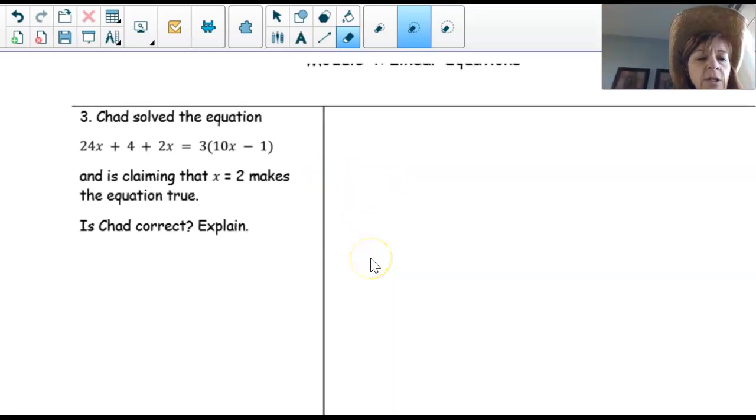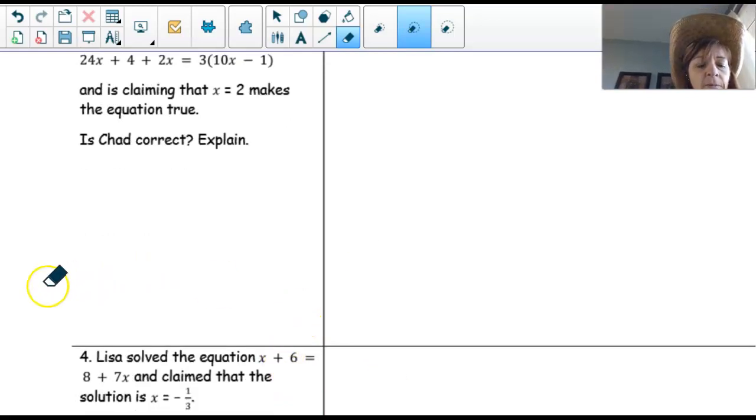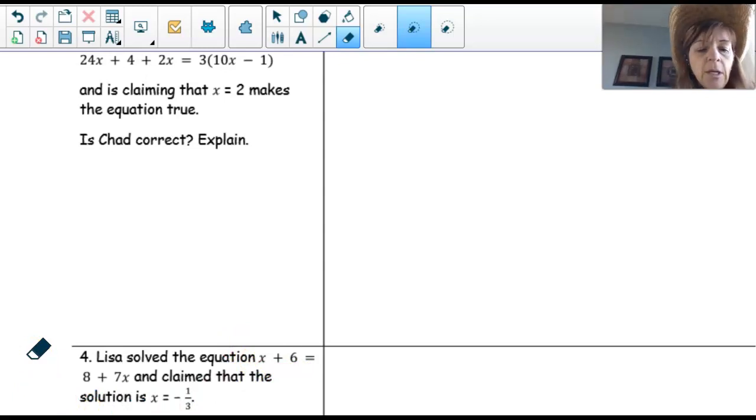Chad solved the equation, and you're going to go see. He claims that 2 makes the equation true, and you're going to look at that and correct his. And then let's go ahead and see if we can squeeze the next one in. There we go. Lisa solved that equation. X plus 6 equals 8 plus 7x, and claimed that the solution is x equals -1/3. Is she correct? So go ahead and do those 2 problems, and then we'll call it a day.